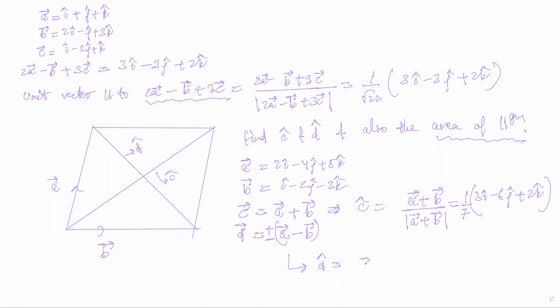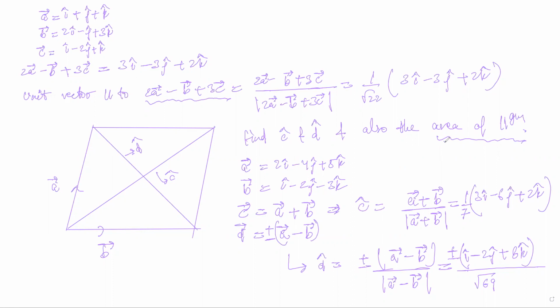Then D cap would be plus minus A minus B divided by modulus of A minus B. This would be i cap minus 2j cap plus 8k cap, and we'll apply plus minus divided by root over 69. That is how we can write a vector which is parallel to the diagonals of this parallelogram.